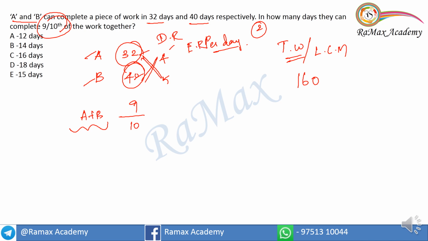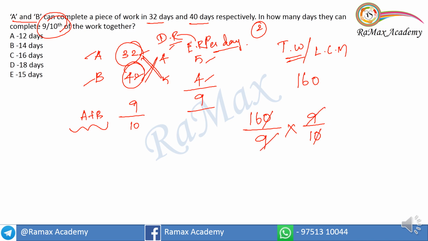Efficiency ratio, we know that efficiency ratio is inverse of days ratio, which will be 5:4. So A can do 5 work per day, B can do 4 work per day. So as a total, A and B together can do 9 work per day. We know that total work is 160, total efficiency 9. We need to complete 9/10th of the whole work. Just simplify this equation to get the answer, which is 16 days. This is a simple one under this topic.